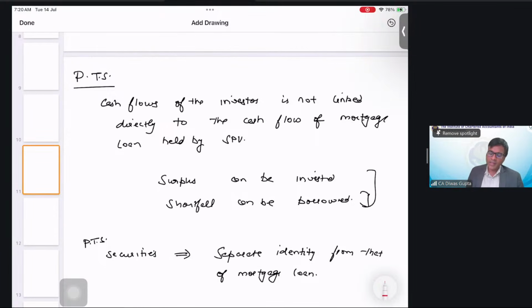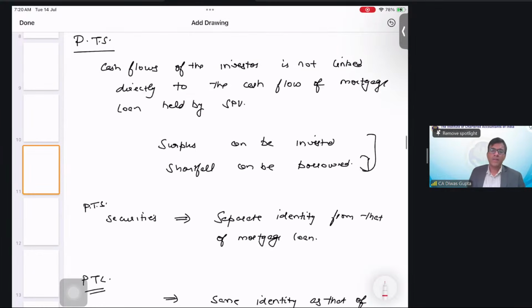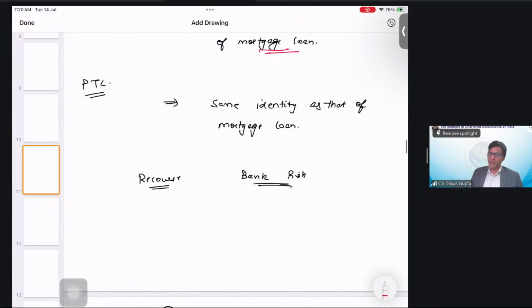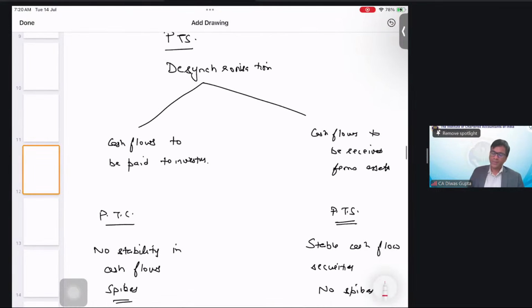Cash flows of the investor are not linked directly to the cash flows of the mortgage loan held by the SPV. So this is called pay-through securities. Surplus can be invested and shortfall can be borrowed. A pay-through security is a separate identity from that of the mortgage loan. This is very clear. Then a pass-through certificate also has the same identity as that of the mortgage loan.